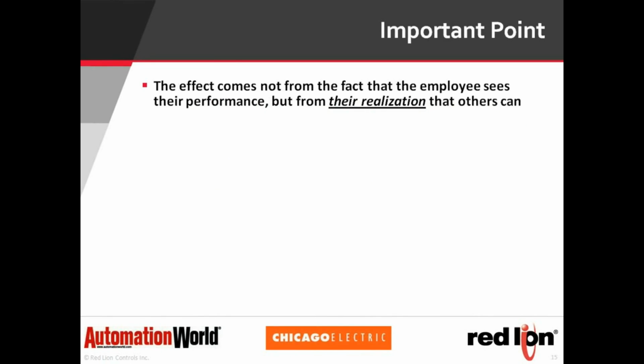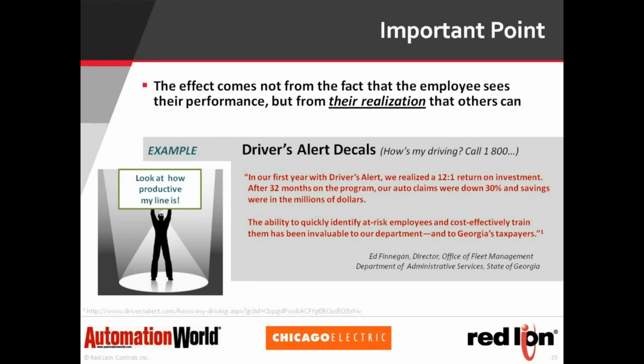What's important to remember is the Hawthorne effect. Sometimes you hear some confusion that the Hawthorne effect is a result of the operator being able to see their production and their contribution to the company. That's not really where it comes in. It's subtle, but it's from the realization that their coworkers and their bosses can see their production, and that's what really kicks in the Hawthorne effect.